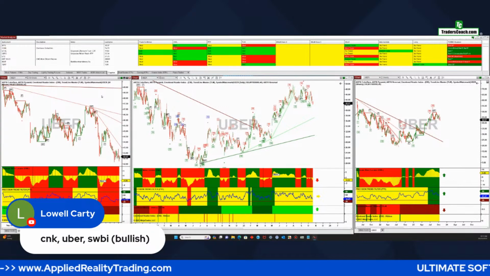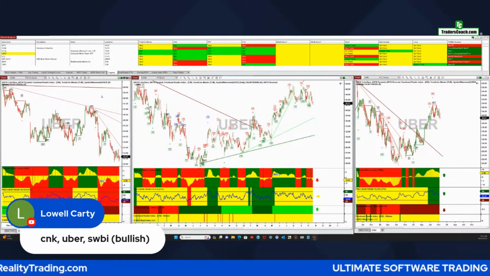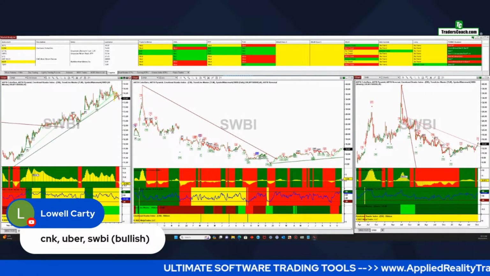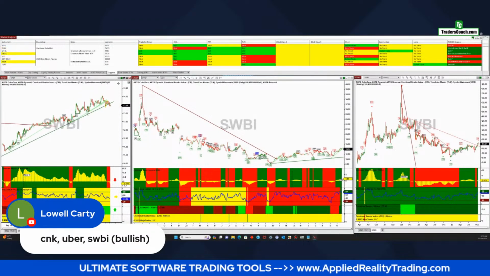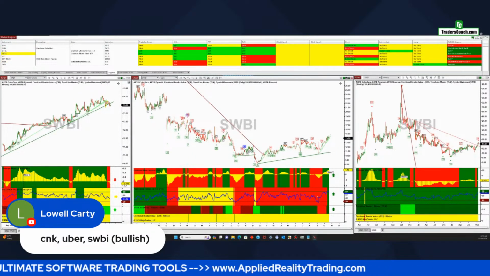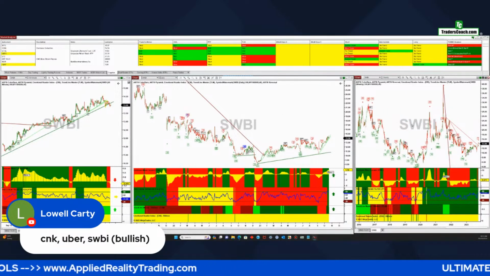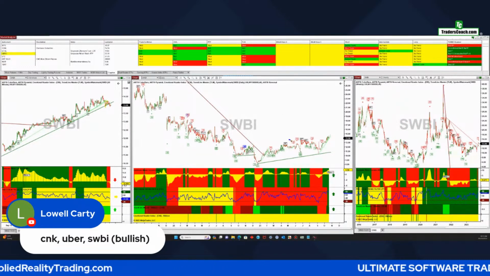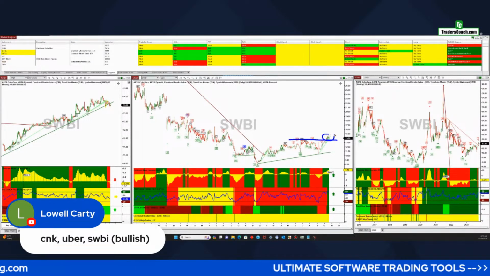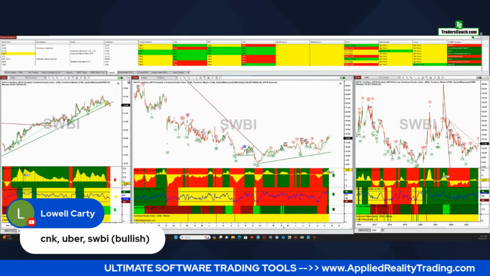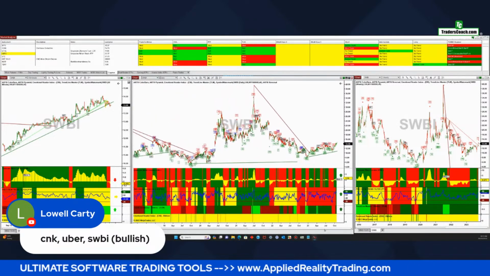SWBI. Bullish on SWBI. Okay, so things have changed a little bit on this one, right? Because we had a red PTF and now it's green. So that's a really good sign. All right, and it's broken above this nonsense here. So that's bullish, okay? There's no question about that. And that's why the PTF changed as well, the momentum changed.